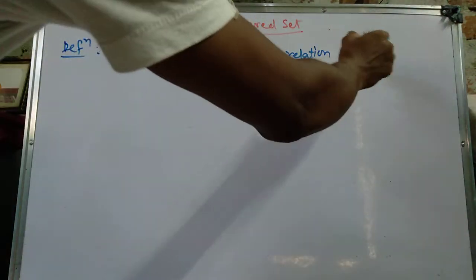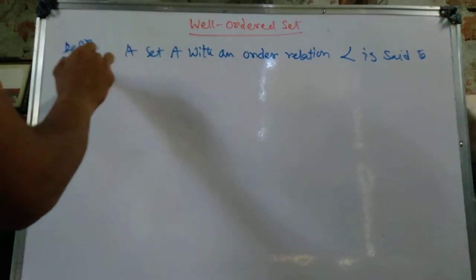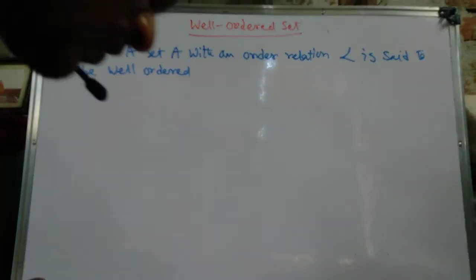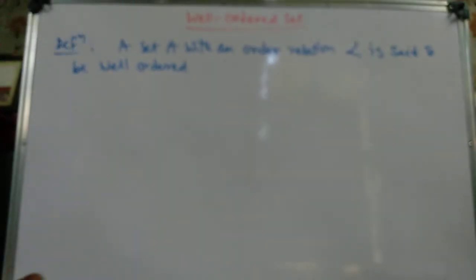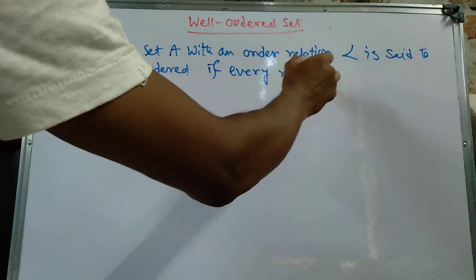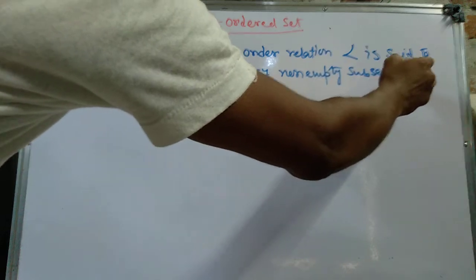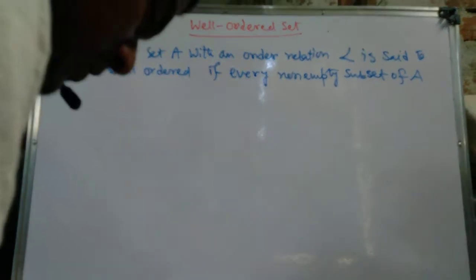It's said to be well ordered if every non-empty subset of A has a smallest element.